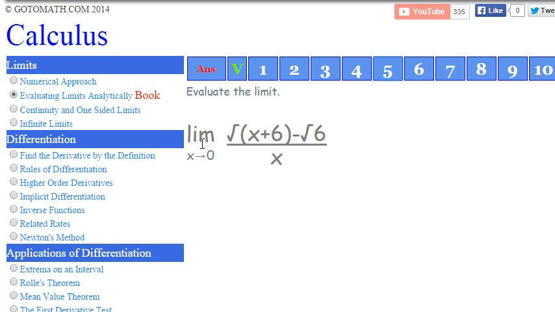All right, we got the limit as x approaches 0 of the square root of x plus 6 minus the square root of 6, over x. And of course, when we plug 0 in, we get 0 over 0. So we need to try to do something to this to see if it will be equal to a real number. And that's what we want to do.